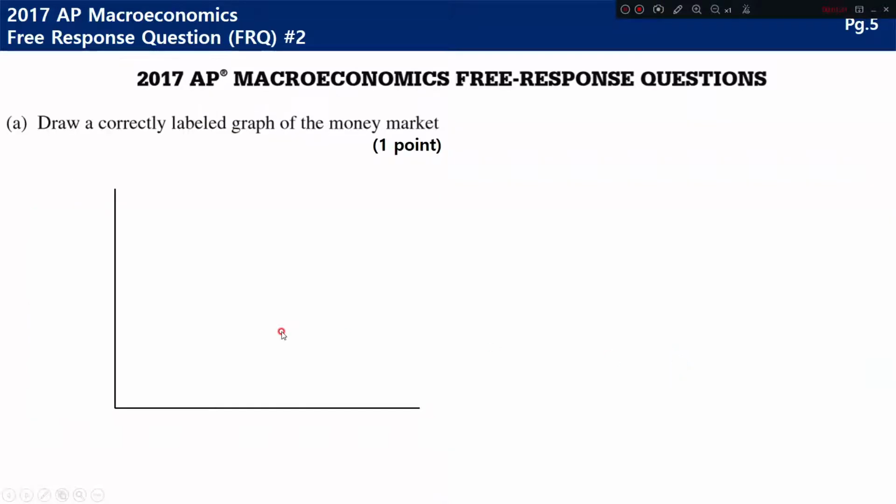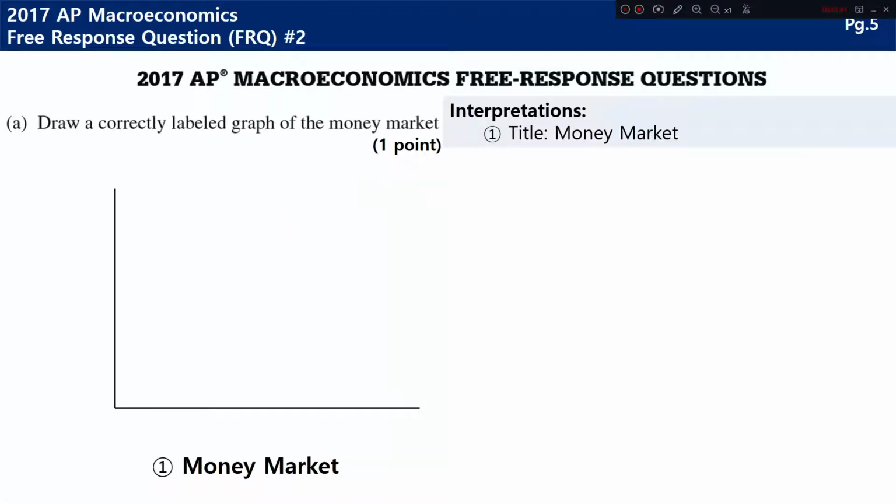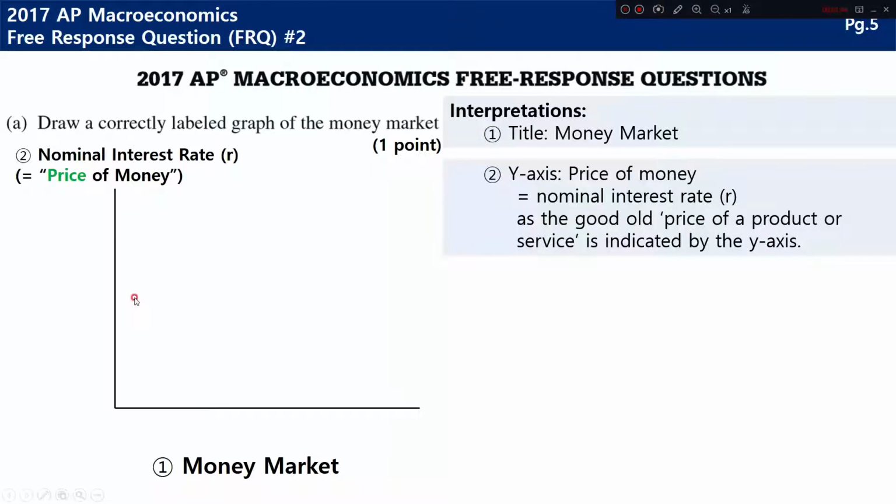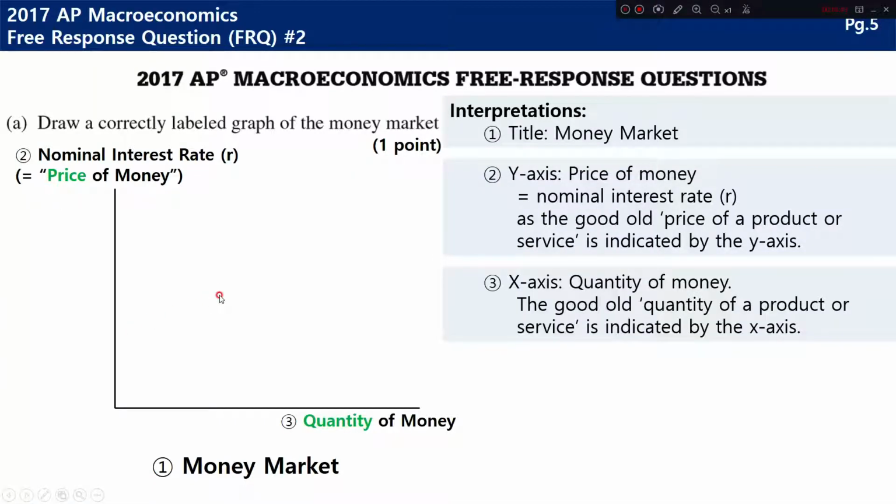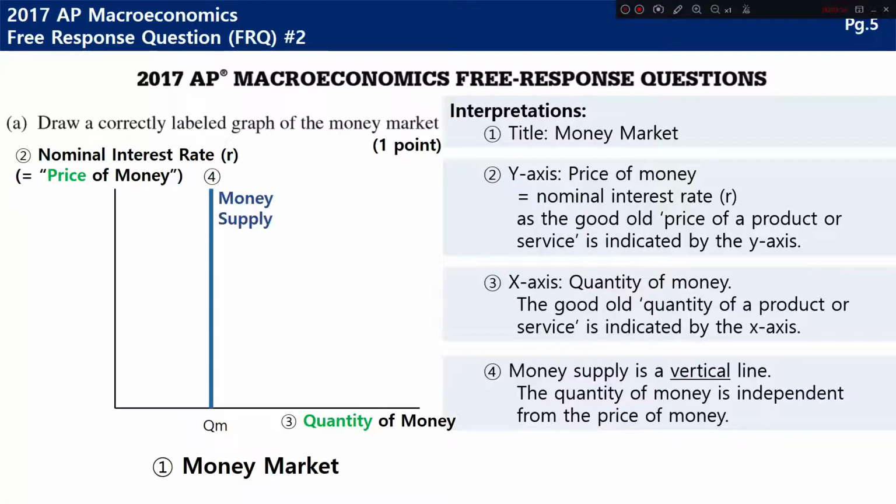Let's try to answer each subpart. So part A, let's draw a graph of the money market. The title, money market. On the y-axis, we have price of money or nominal interest rate. X-axis, we have quantity of money, and money supply is a vertical line because the quantity of money is independent from the price of money.